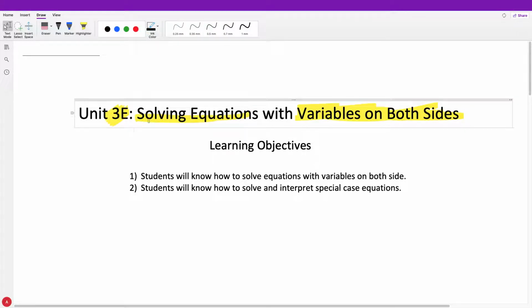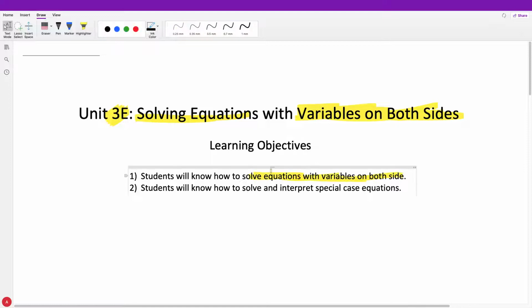So your learning objective for today is one, being able to solve equations with variables on both sides. And now we're also going to introduce what's called special case equations, where you'll have to know how to solve and interpret them. So sometimes, now that we have variables on both sides, there's going to be some unique cases that happen that you'll have to be able to identify, interpret, and give me the final solution.